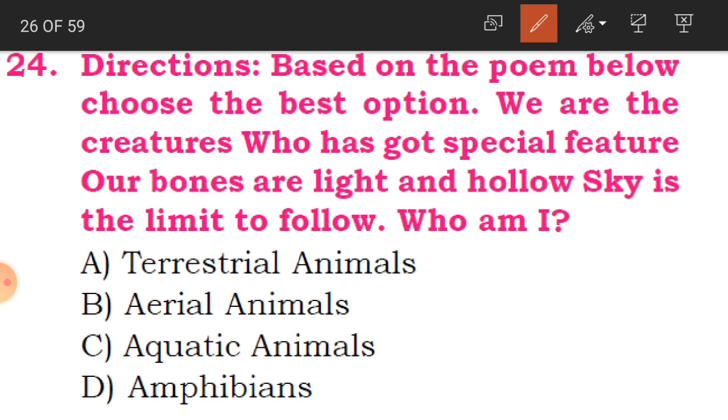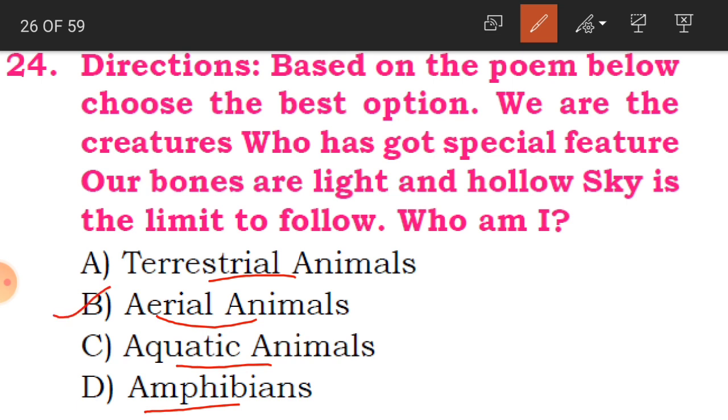Terrestrial animals, A option. B is aerial animals. C is aquatic animals. D is amphibians, sorry. Terrestrial animals, children, are the animals which live on the land. Can they go till the sky? No. Aerial animals live in the air. So what are they? Birds. Can they fly to the sky? Yes. Aquatic animals live in water. They can't fly to the sky. Amphibians live on wet land, like frogs. Can they fly? No. So B option is the correct answer.